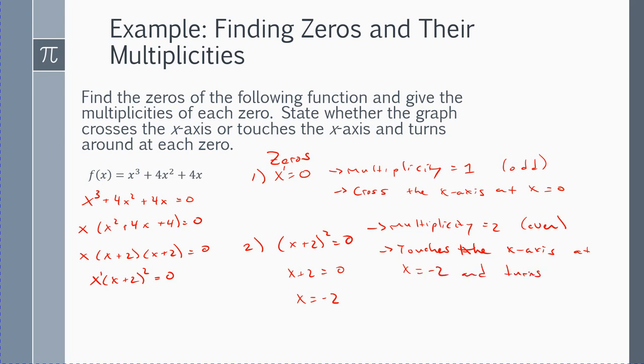Okay, so hopefully you can see where this is building. We know the end behavior. Now we find the x-intercepts, the zeros. And now we know if it's going to cross the x-axis or if it's going to touch it and turn. And all of this is going to start helping us build towards graphing it, which is what we'll do in the next lecture.